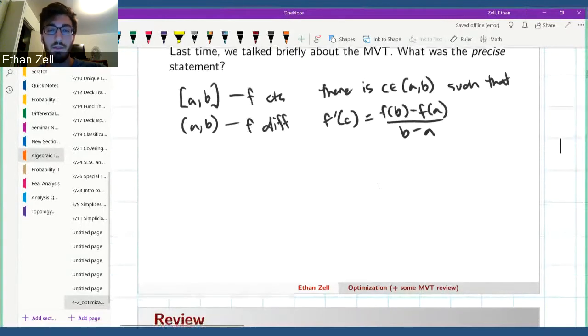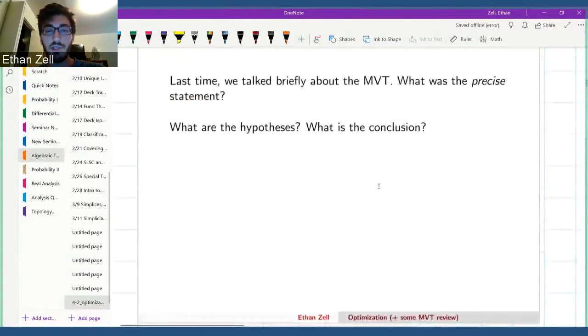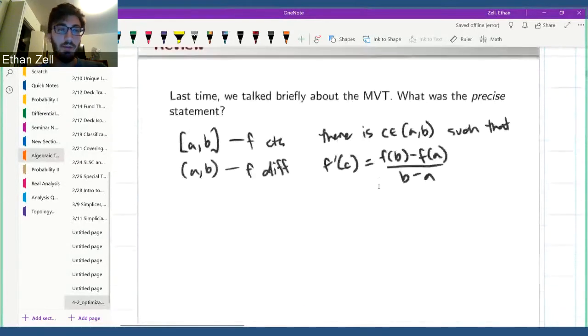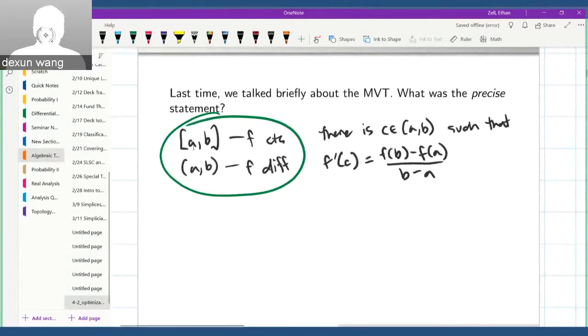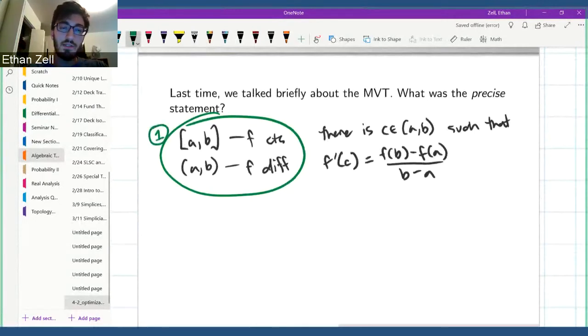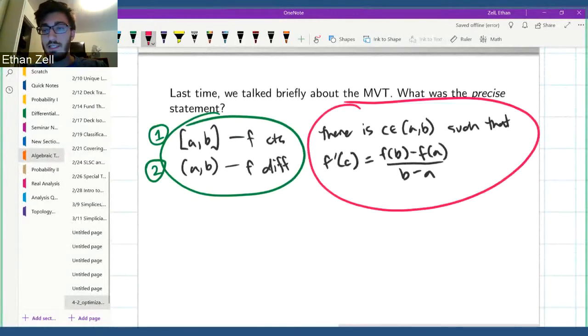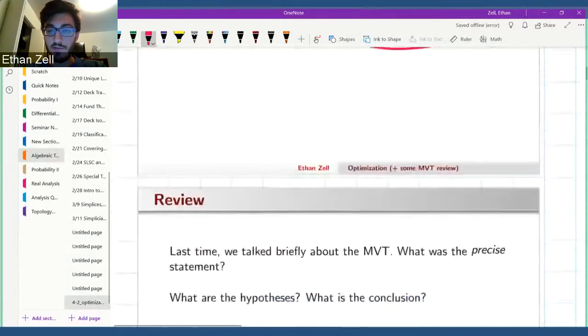So this is our review. What are the hypotheses? Well, Jerry said them very well. The hypotheses are just these. So f is continuous on the closed interval a to b. That's hypothesis number one. And hypothesis number two, f is differentiable on the open interval a, b. And then the conclusion is, of course, this part over here, which says there is a c such that the derivative at that point is equal to the secant line slope over here. Okay. So that was the last thing we talked about before we were all quarantined.